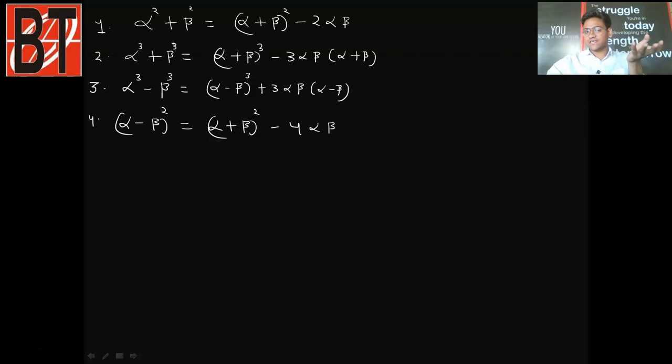You can easily check here, alpha plus beta you have the value, alpha beta you have the value. So from here you can calculate the value of alpha minus beta, and using this alpha minus beta in the third identity you can calculate the value. Okay, students?